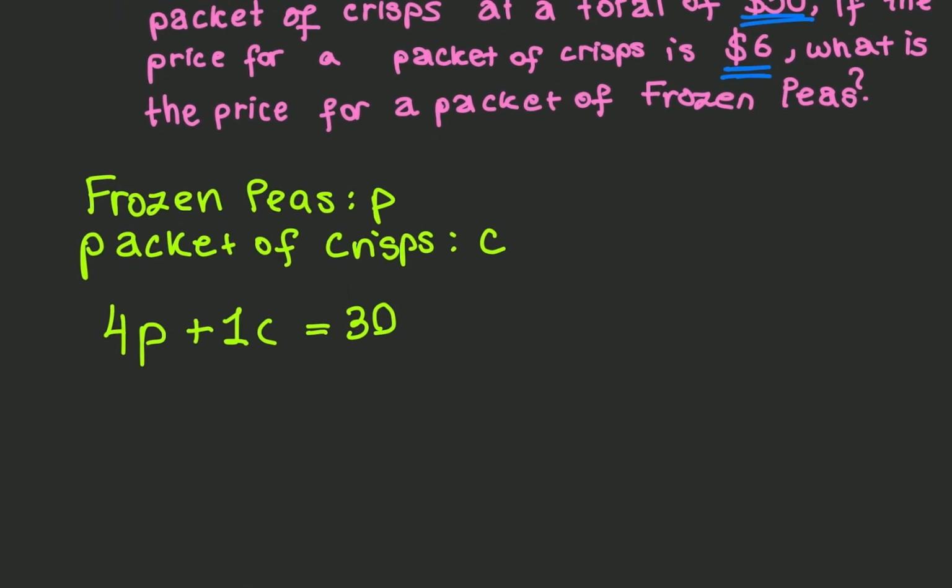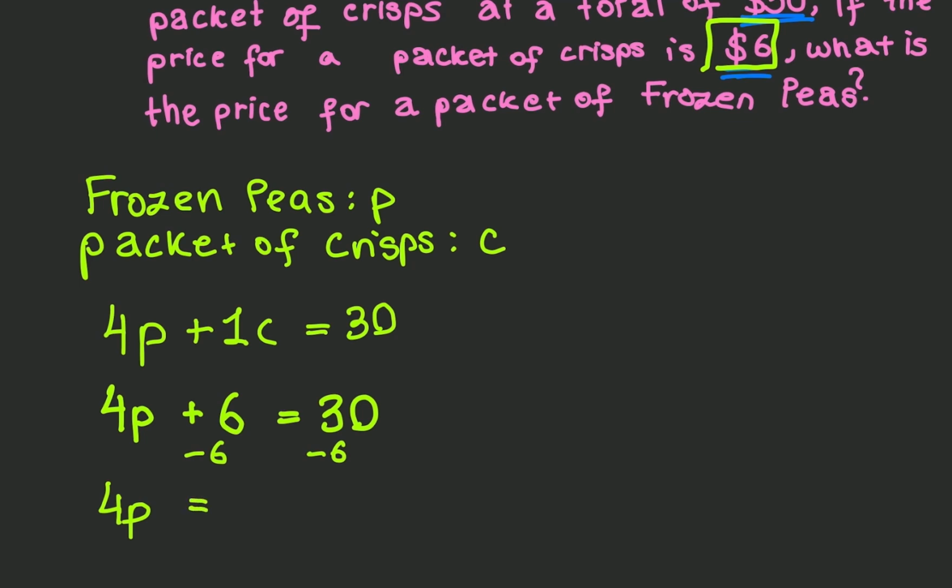Alright, now let's replace it. 4p, so that we are supposed to find the price for a single packet of frozen peas, while the packet of crisps states here as $6. So that's plus 6. And 30 is the total price. Now let's simply solve this equation by our algebraic skills. So subtract 6 both sides just to get rid of 6 on the one hand side. So now we have to isolate p by itself. So we have 4p is equal to 30 subtracted by 6, and that gives us a value of 24.